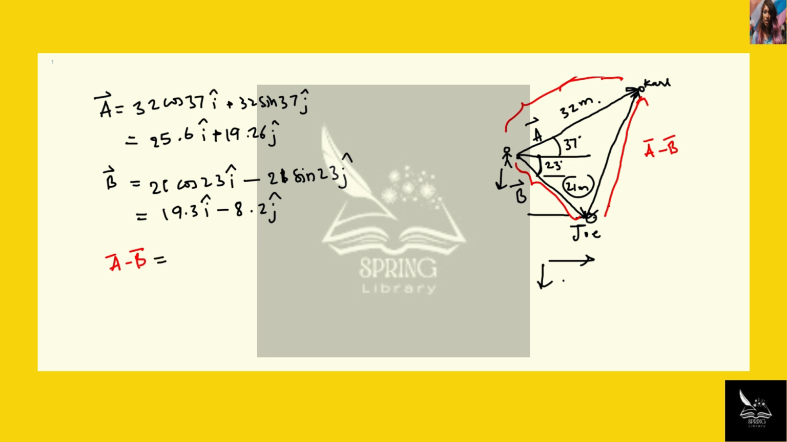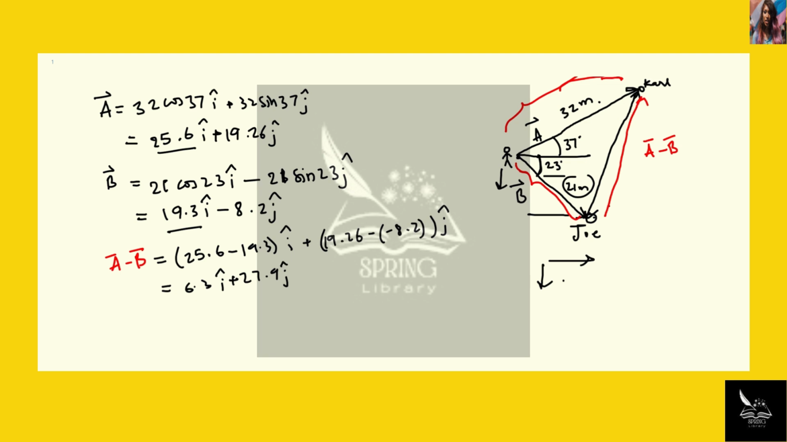By using component-wise subtraction, we can write it as 25.6 minus 19.3 i hat plus 19.26 minus 8.2 j hat, which turns out to be 6.3 i hat plus 27.9 j hat.